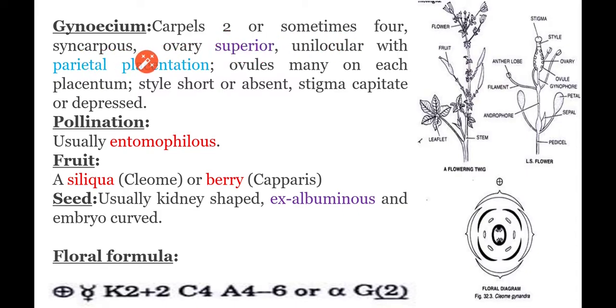Next, syncarpous ovary. Carpels are fused. That's why it is called syncarpous ovary. Ovary is superior. Next, unilocular. Actually, it is unilocular, but in some species a false septum is developed, so that it appears to be 2 locules and 4 carpels. In that case, 4 carpels are found in the gynoecium.